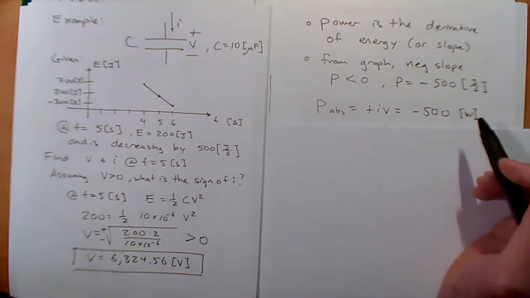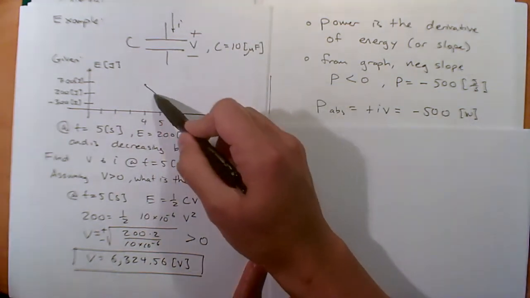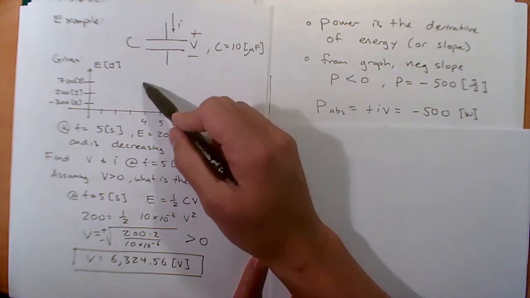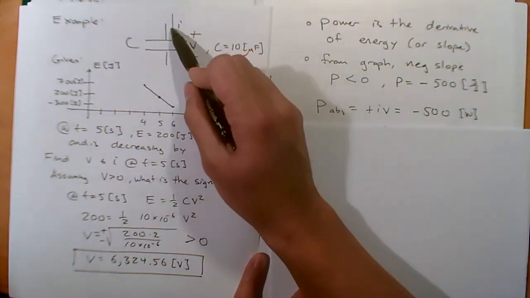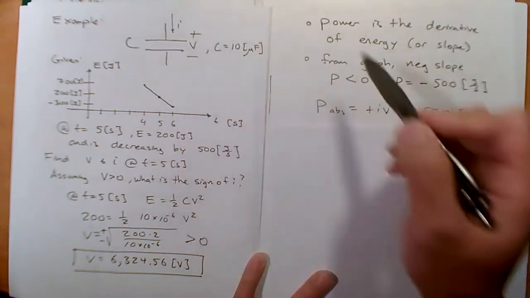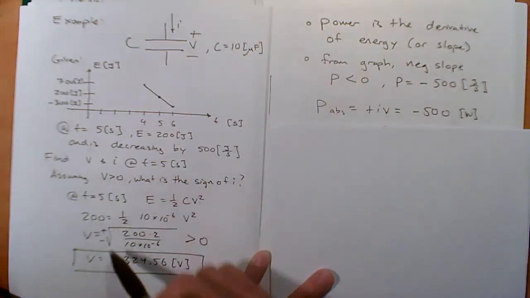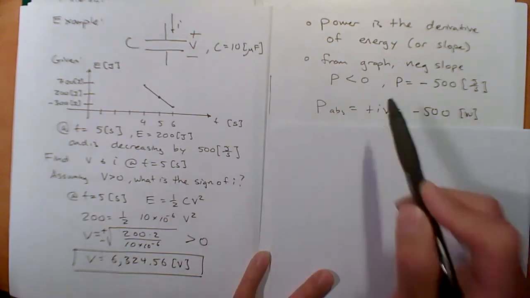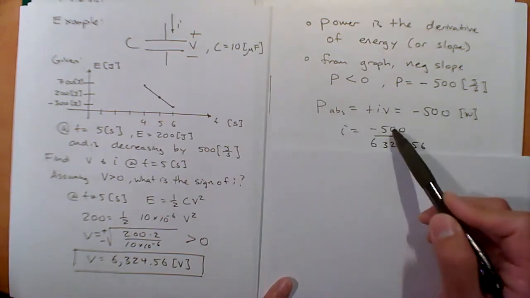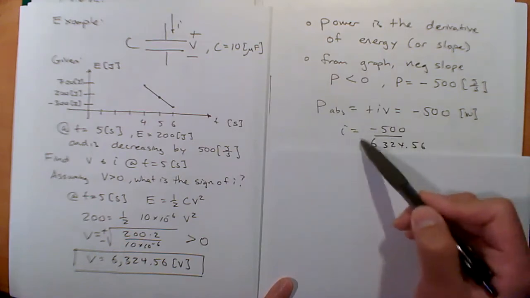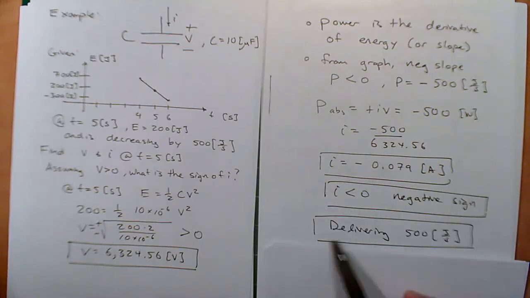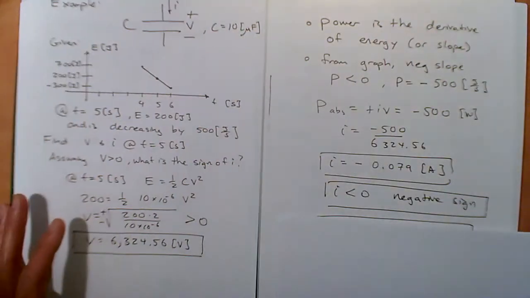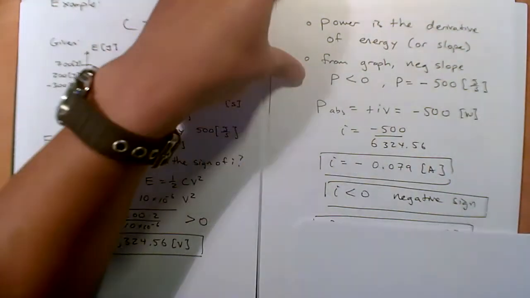Let me repeat that so you're not confused. From the physical behavior, what do we have? This is negative 500. From the equation based on the reference direction and polarity, positive. We made an assumption that the V is positive, so we're putting a positive here, and now we can calculate the current. It's just negative 500 over 6,000. Good. We're seeing a negative number. Everything's good. So 0.079 amps, negative sign, delivering 500 joules per second. So hopefully all this stuff makes sense and is also consistent with the theory that we're learning.